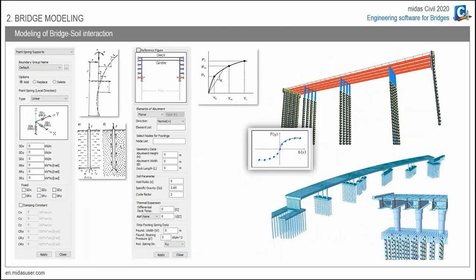Then modeling of bridge soil interaction. We have an option for creating springs for piles based on certain soil properties. So we need to input certain soil properties, and based on that, the program will generate vertical as well as horizontal spring stiffness. The horizontal will be generated based on the soil support, and force deformation curves will be generated and assigned in the horizontal direction. Okay, so this is how we can simulate the effect of soil in the pile.